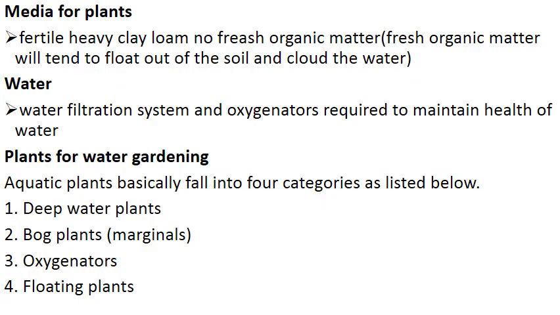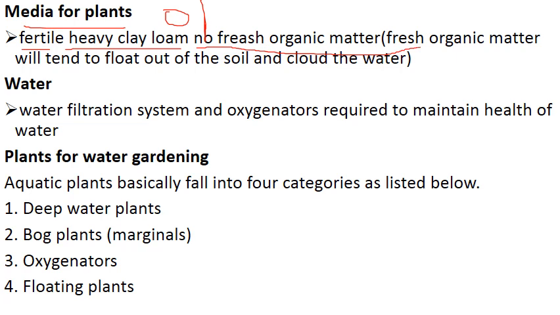I already told for water garden there are two components required. One is the water resource, means ponds, and one is plant. So here comes the plant. The plant will grow in some media. So what are the properties of that media? The media should be fertile, and a heavy clay loam is there. Okay, soil is needed and no fresh organic matter.